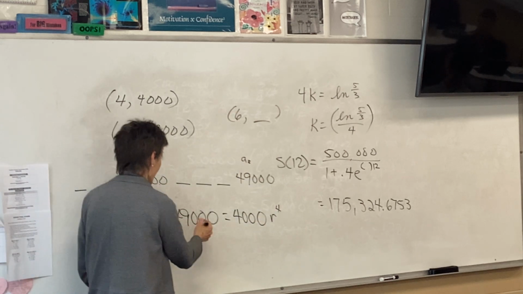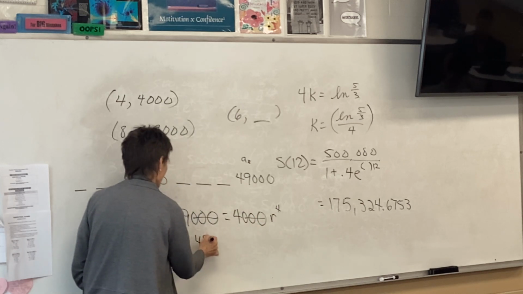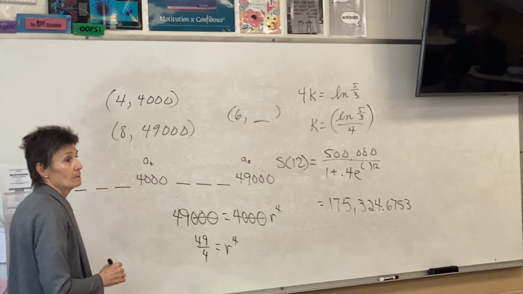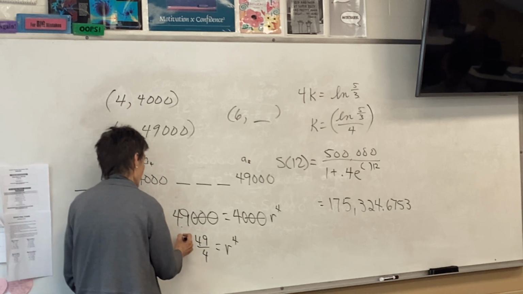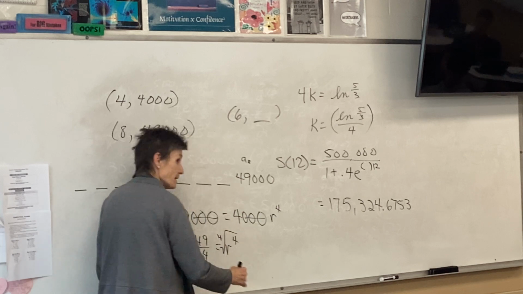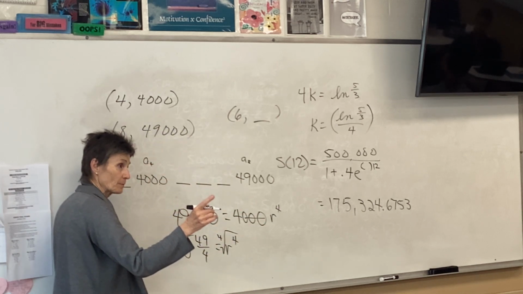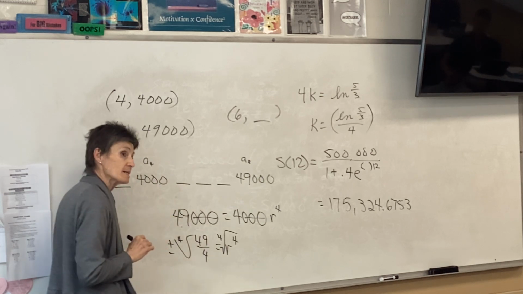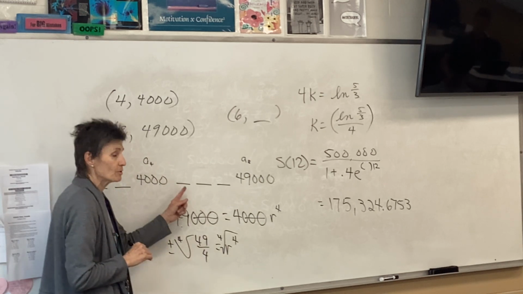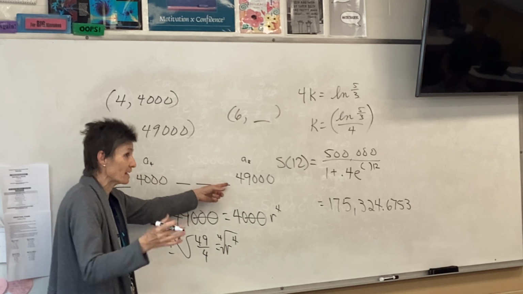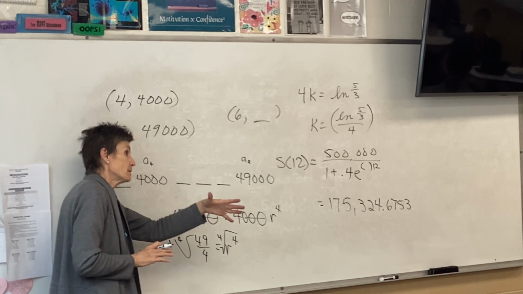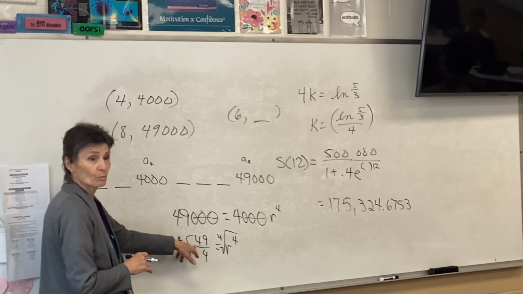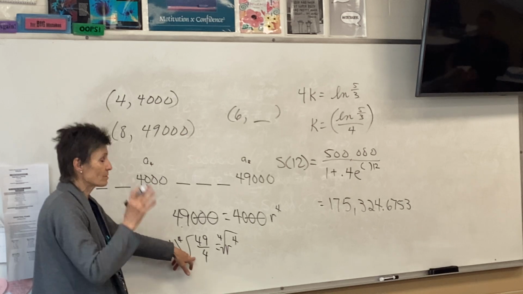So now I'll divide. So I have 49 over 4 equals R to the fourth. So I will take the fourth root through both sides. Technically, that's going to be plus or minus, but not this time, because what do these values represent? The number of something, and it can't be negative, so I'm not going to worry about the negative. My R value is the fourth root of 49 fourths, which reduces to something, I'm sure.